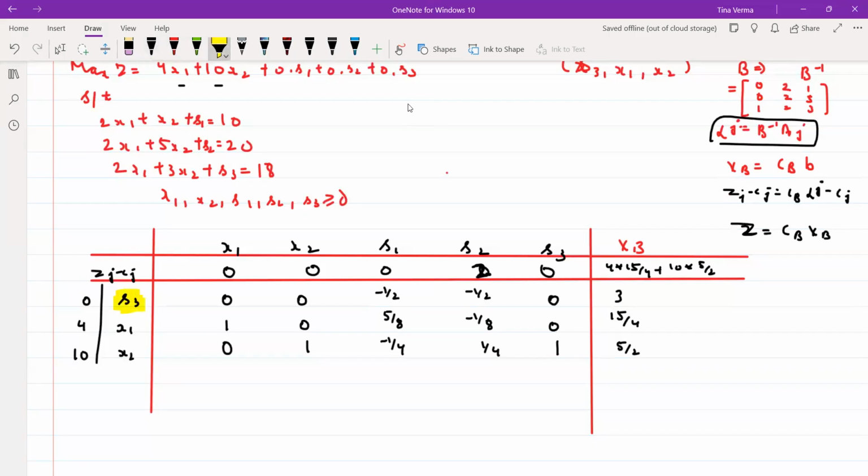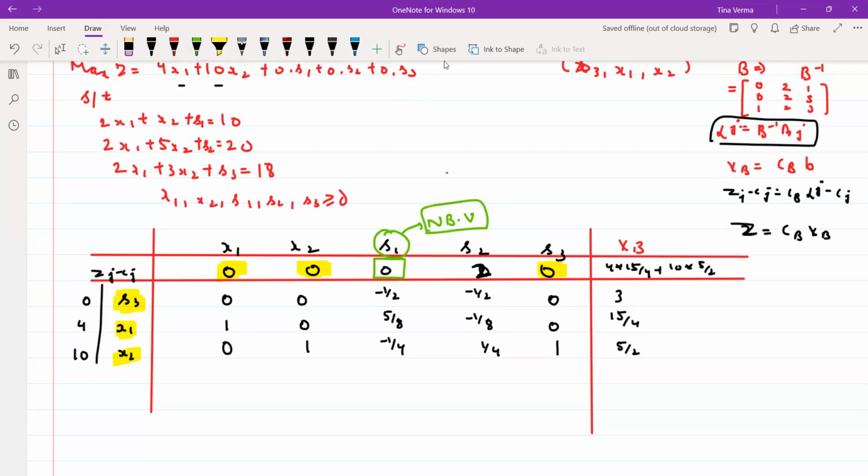Basic variable is s3. Corresponding to s3 I have 0. x1 is my basic variable, corresponding to x1 is 0. x2 is my basic variable, my zj minus cj is 0. But s1 is my non-basic variable, and corresponding to the non-basic variable I have this entry as 0. That means there will exist an alternate optimal solution.